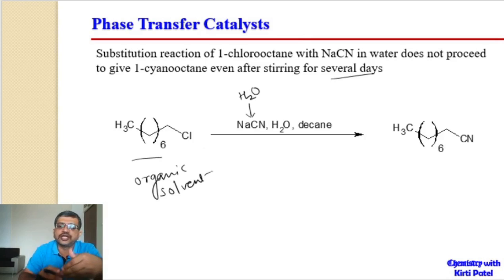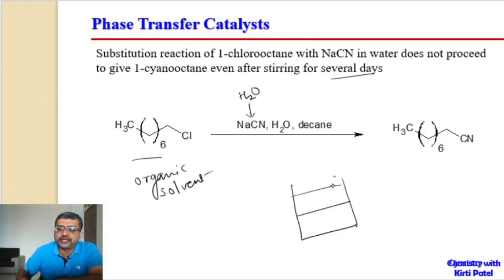So in this case, whatever small amount of reaction might happen, that reaction is happening at the interface only. If this is our organic layer and this is our water layer, then CN minus ions will be present in water, while our chlorooctane will be present in the organic layer. Only the molecules at the interface will react with the cyanides. So the reaction will be very slow and we will not be obtaining the product.